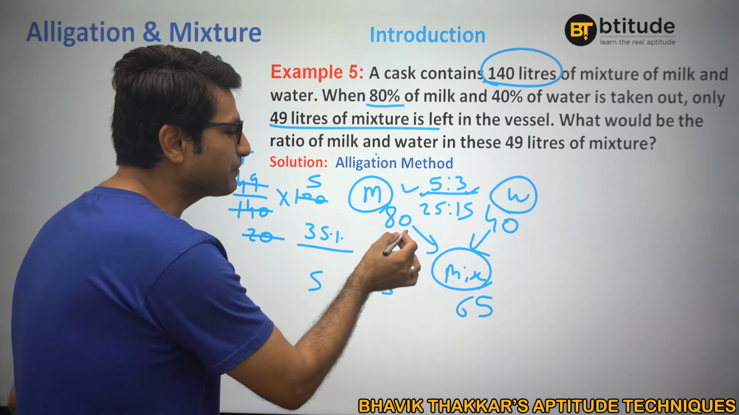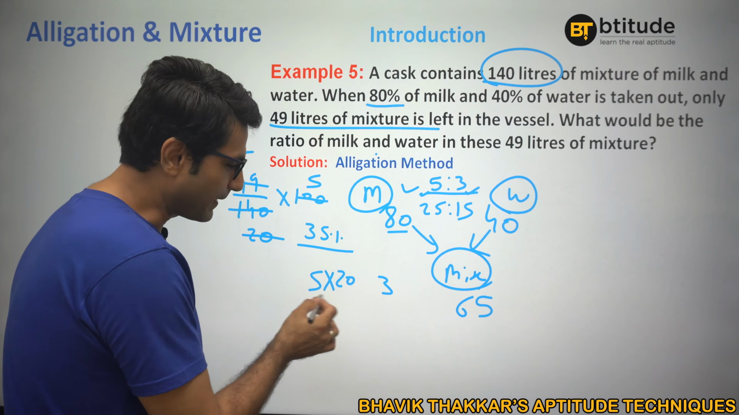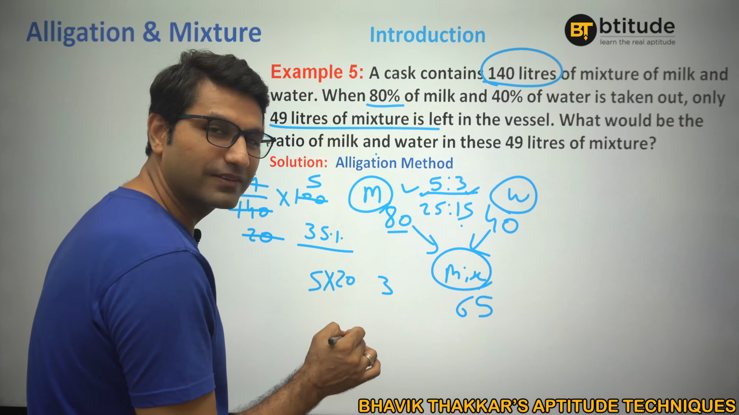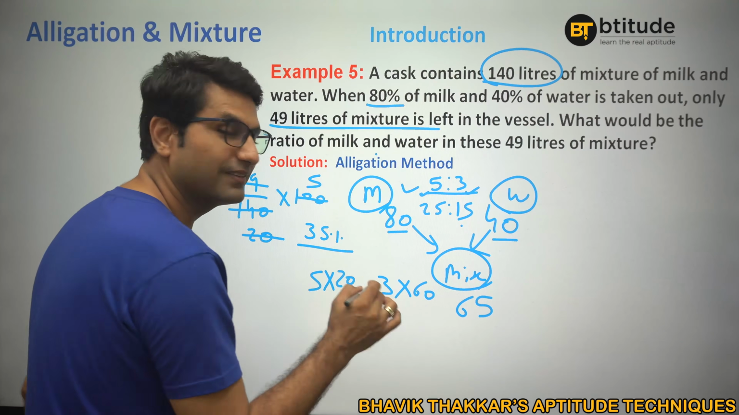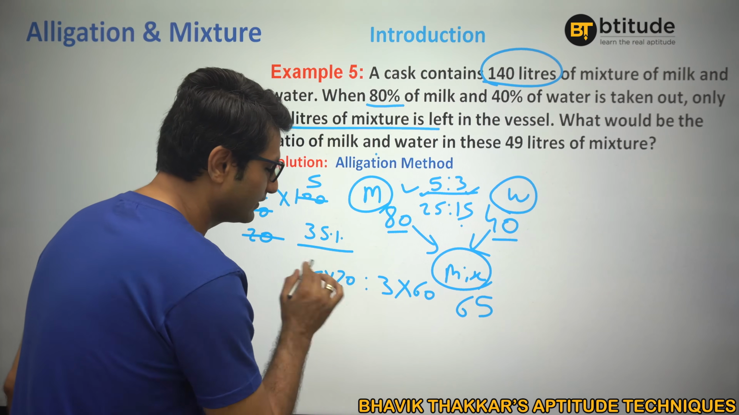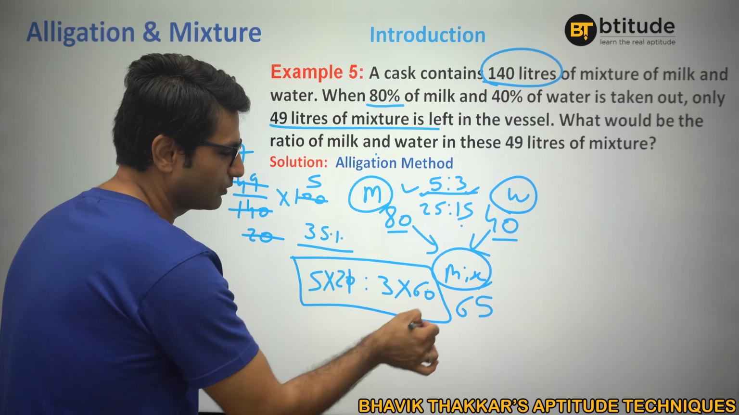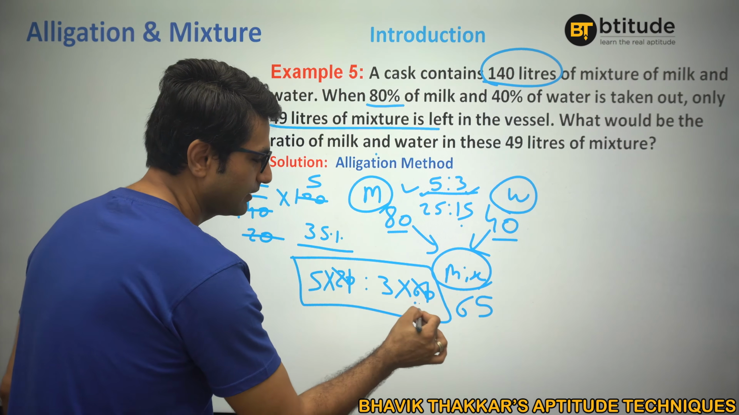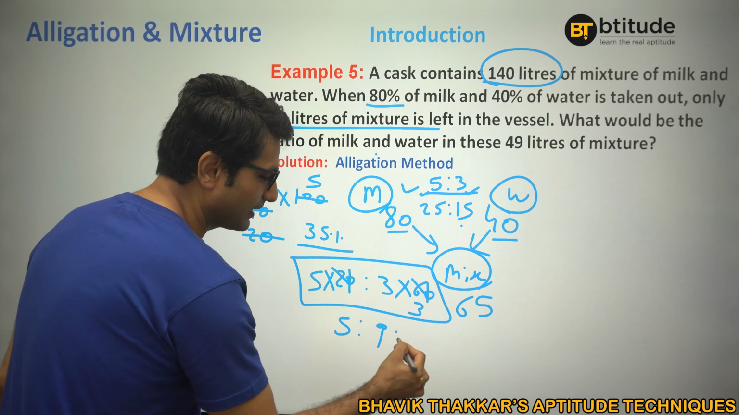Now understand, 80% is removed. So only 20% of this 5 parts is left, and 40% of the 3 parts is removed. That means only 60% is left. So what is this ratio then? Fine, that is nothing but 5 into 20% and 3 into 60%. So 5:9. And that's your answer.